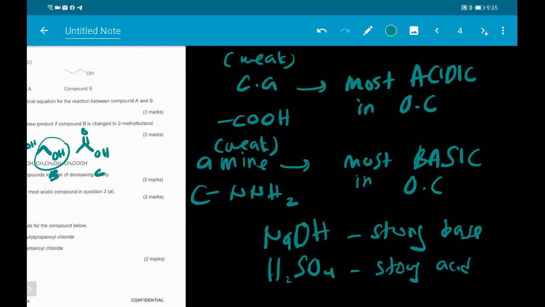Tolong lekatkan, Ayu. Satu lagi contoh adalah KOH. Betul, itu adalah strong base. Lekatkan ini. Tengok sebaik-baik Jin. Betul lah, Asma. Okay, terima kasih. Jadi just nak bagi tahu kat sini.